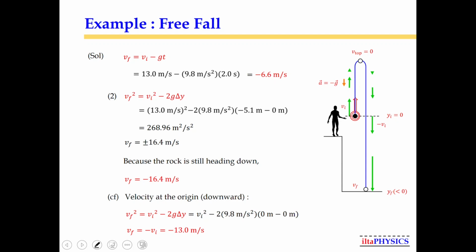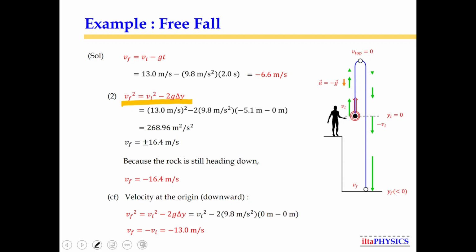And the next problem asks for the velocity when the rock has fallen 5.1 meters below the starting position. This is a different time interval, so the variable we want to find is again the final velocity for that time interval. It's helpful to think of it as a separate final velocity for a different time span from the previous final velocity. Since we don't have time information, we'll use the third kinematic formula that relates velocity and displacement.